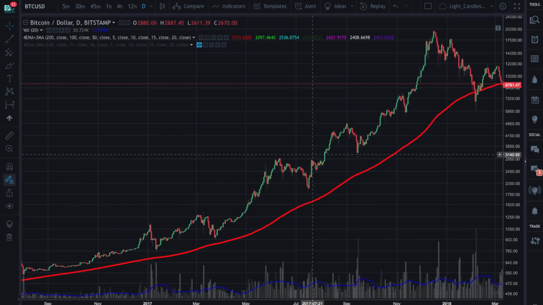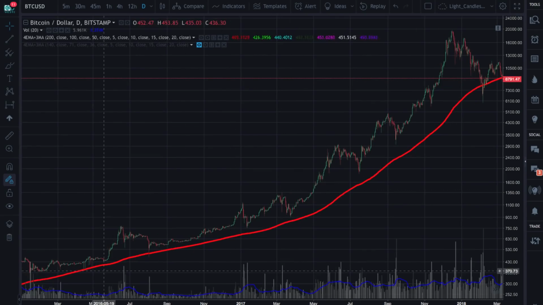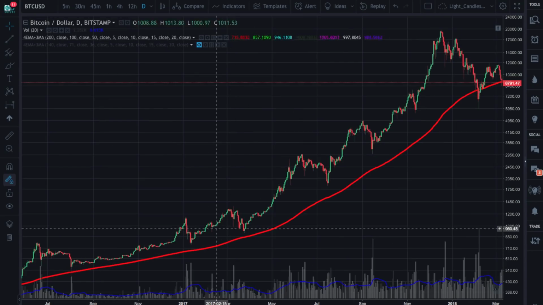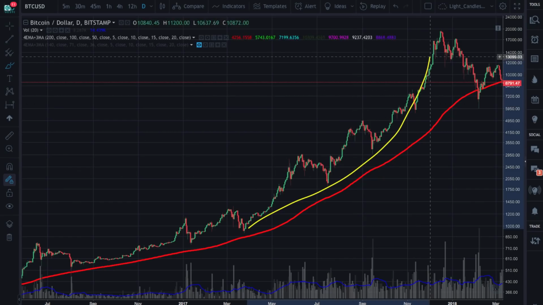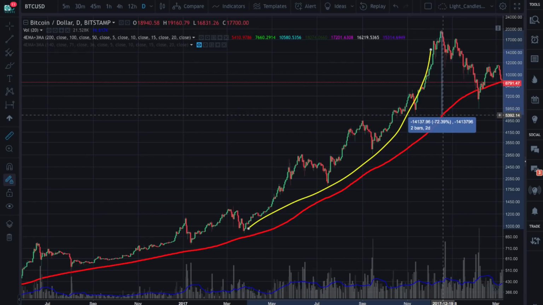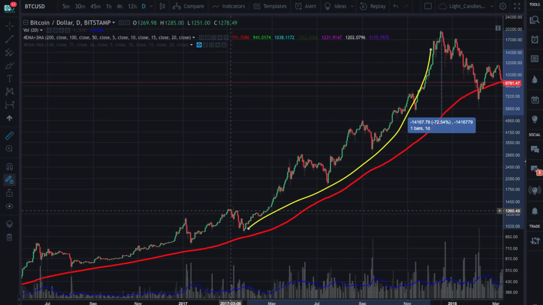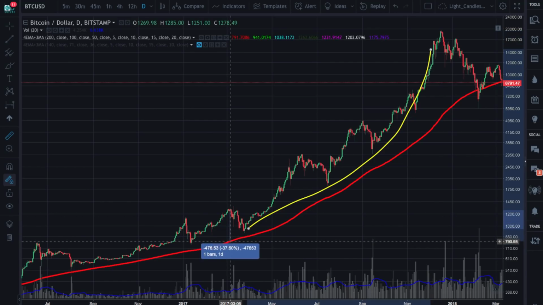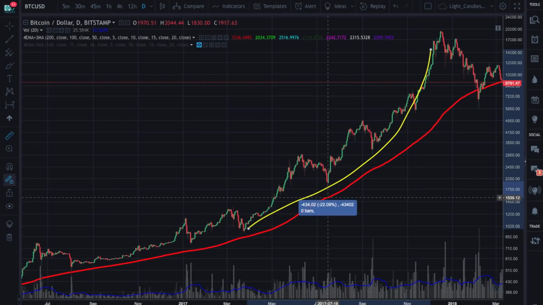You can see here during the last big run we had, this 200-day was relatively close to the price, but then the price really started to accelerate. And as it went higher and higher, it was very far away from the moving average. At the peak, the 200-day moving average was over 70% below the price point. Compare that to March, where the 200-day moving average was about 30-some percent below, and near these dips it was only 20% or so.